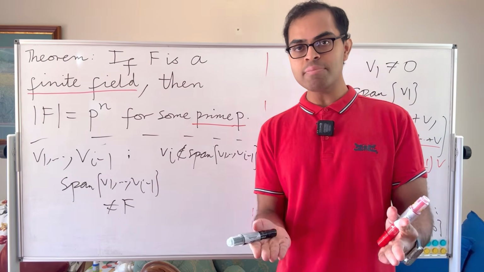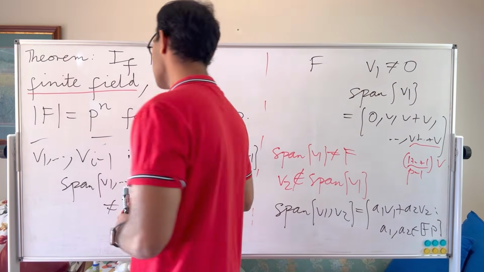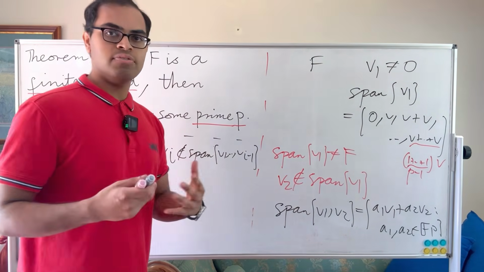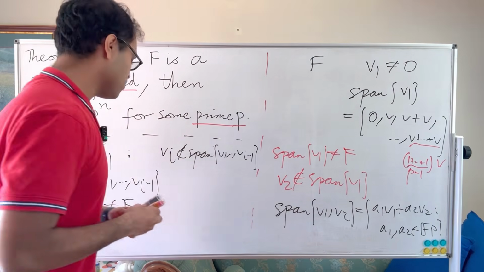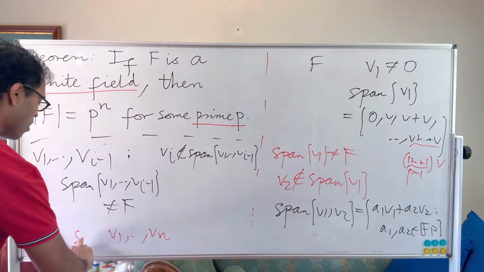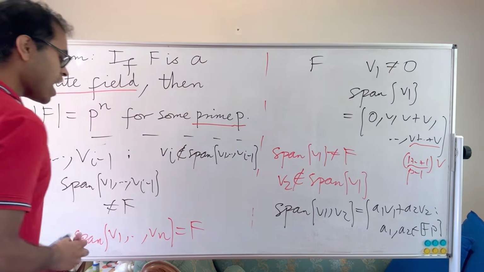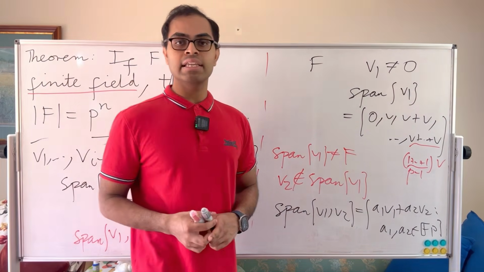That process has to terminate, and because it terminates, we know there's going to be some V1 up to Vn that, as we've constructed, span F. So at the end of the process, up to some n, the span of V1 up to Vn is equal to F. And now you can actually see that they have to be linearly independent.